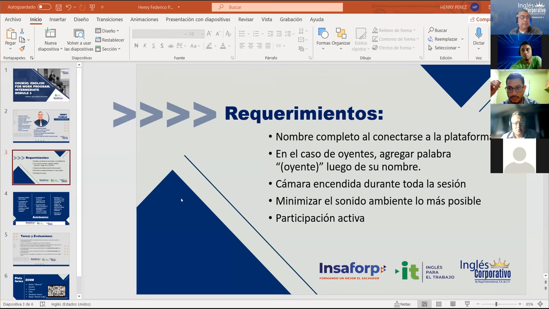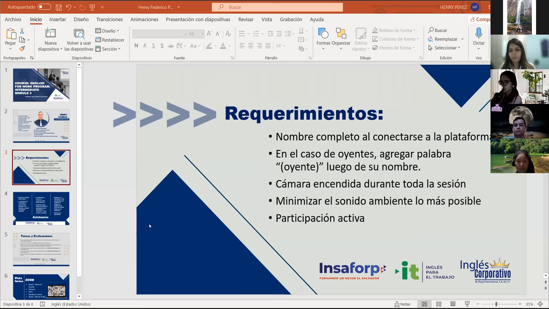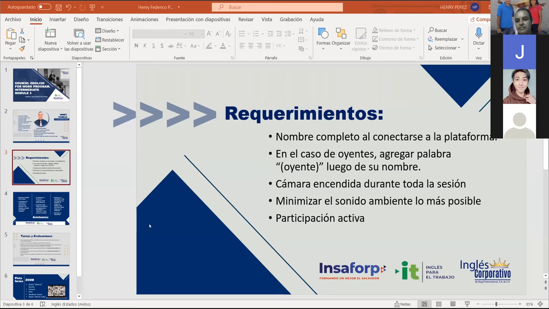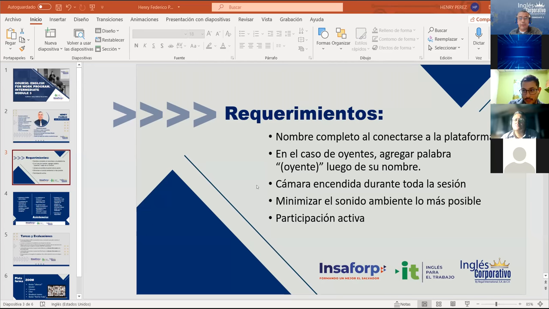Recuerden que ustedes aceptaron los requerimientos al momento de inscribirse y esto es un requerimiento establecido por INSAFOR también, en lo cual deben de tener las cámaras encendidas, right? Si veo aquí algunos que no la tienen encendida, yo tomaré nota de sus nombres, y si durante la semana la tuvieron apagada una vez o dos veces por la clase, yo haría esa notificación. Ok, cámara encendida durante toda la sesión. All right, continue please, Roberto.